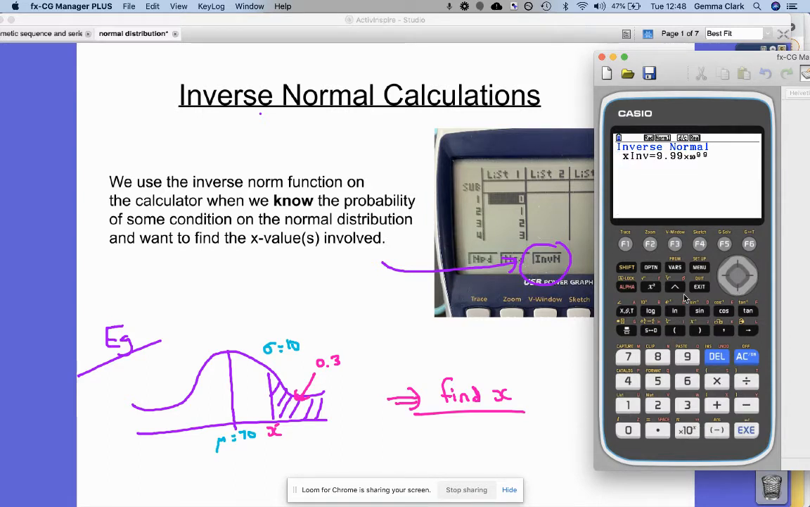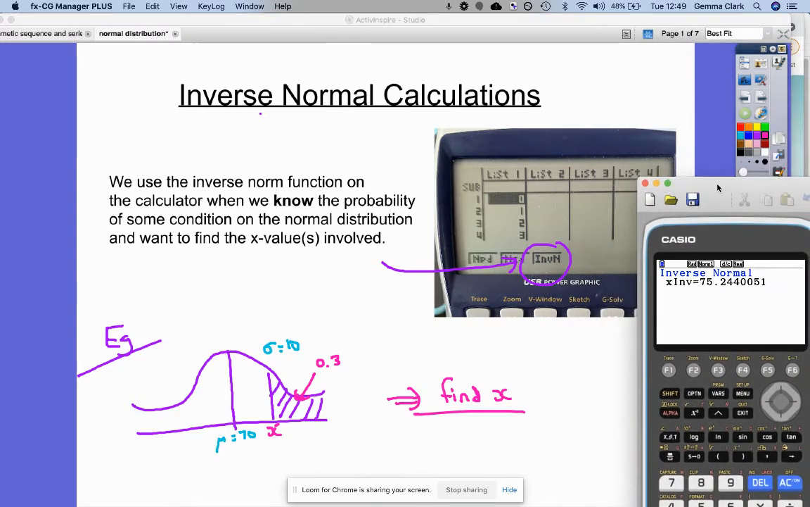Okay, down, area. The area, or the probability of being greater than X is 0.3. So I'm going to put that in. And then my sigma, which is my standard deviation, is 10. And my mu, otherwise known as my mean, is 70. And all I need to do at that point is press execute now. And I've put all the data in to describe what that picture looks like. And I can see that that X value is actually 75.2 to 3 significant figures. Okay, so that's my answer.